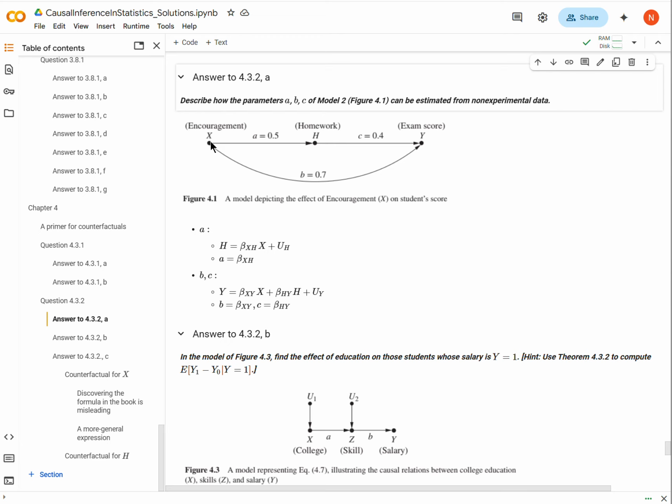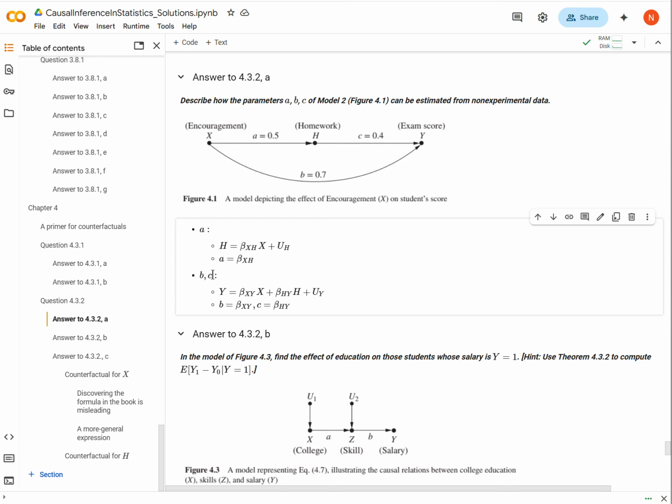A is the causal link between X and H, so we can just regress H on X plus its own little error term, and that's going to be beta XH times X. So A is the beta XH, because it's the link from X to H. For B and C, we do the same thing, but now we're regressing Y on X and H. We get C because C is the beta coefficient between H and Y, and B is this link right here, the beta coefficient for beta XY.